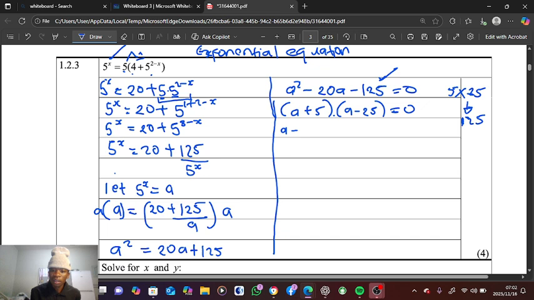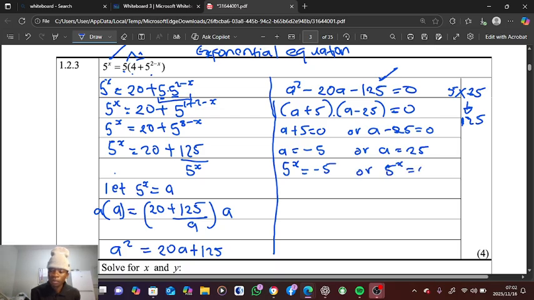If the brackets are multiplying each other, then they are equated to 0. We can say the first bracket is equal to 0 or the second bracket is equal to 0. So a is equal to negative 5, or a is equal to positive 25. Then we notice that a is equal to 5 to the power of x, as we have learned before. So 5 to the power of x equals negative 5, or 5 to the power of x equals 25. We must change our bases to be the same so that we can drop our exponents. We have negative 5, which means we can never change it to positive 5.